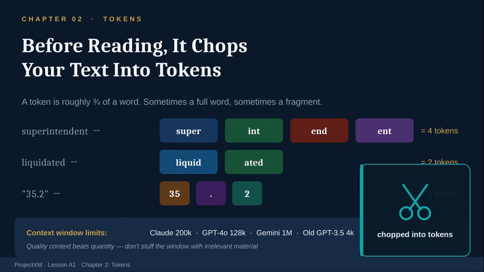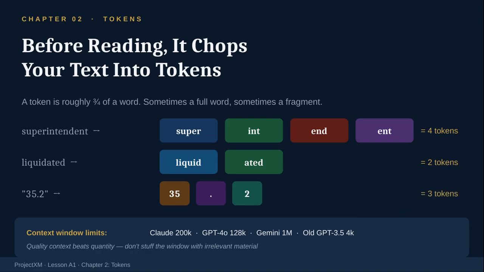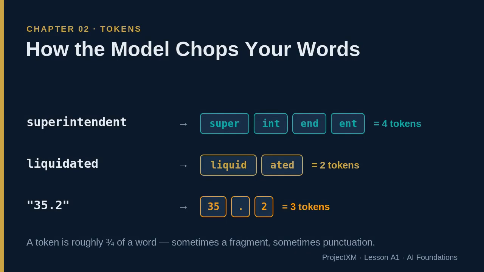Sometimes a token represents a whole short word, but frequently it's just a syllable, or even a solitary piece of punctuation. The sources gave some brilliant, really specific examples of this slicing process that make it very real. Oh yeah, they break it down perfectly. Take the word superintendent. A human sees one unified concept, right? But the AI algorithm chops that into 4 distinct tokens: super, int, and ent. Or the word liquidated, as in liquidated damages. The model sees 2 distinct mathematical tokens: liquid and ated.